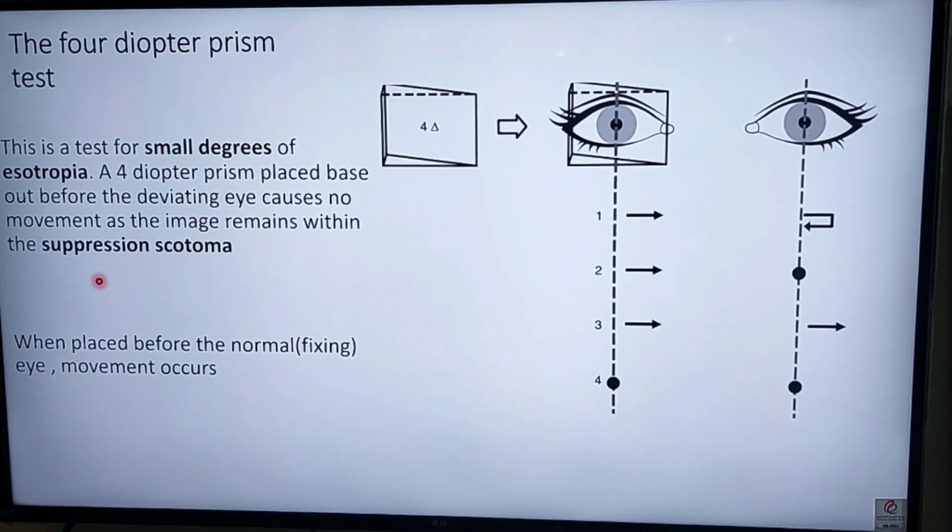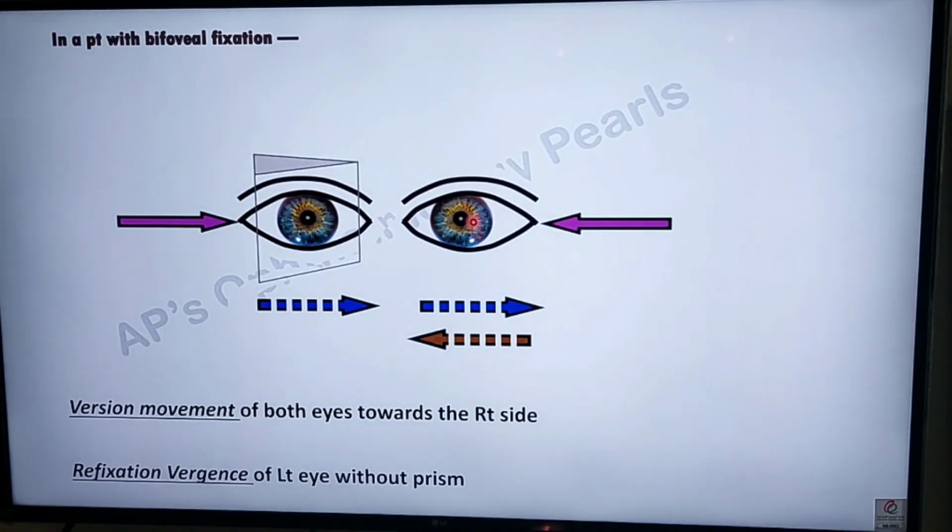Yes, and suppression is the cortical mechanism by which the brain suppresses any image that could lead to diplopia or confusion by the deviating eye. Right, so if you look over here, assuming that this person has bifoveal fixation, when you place a base out prism, because it's esotropia, you're using a base out prism. Assume this is the right eye and this is the left eye. If you place a four-diopter base out prism in front of the right eye, what would you see?